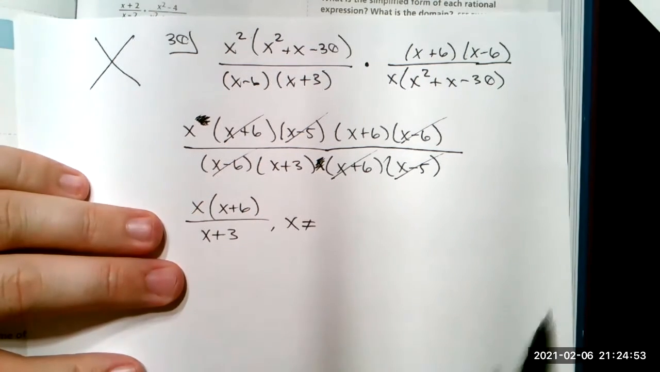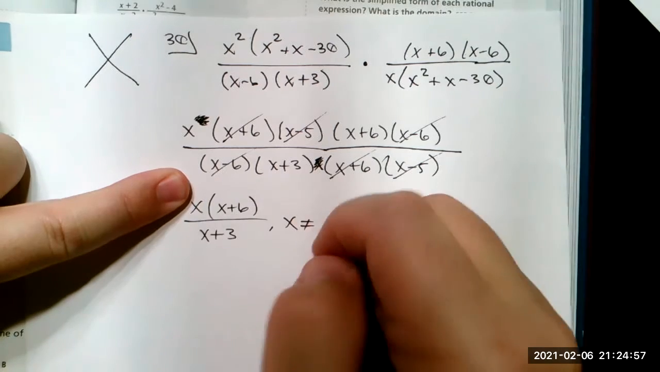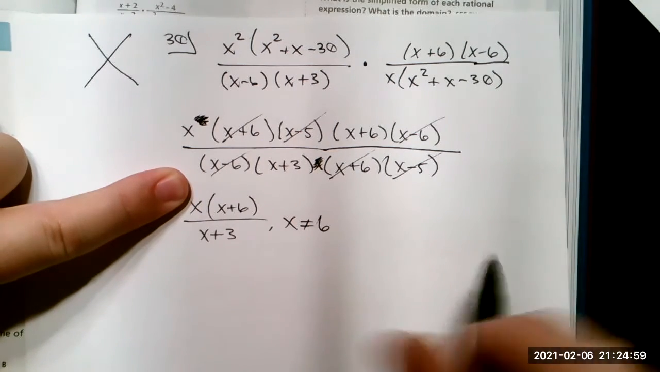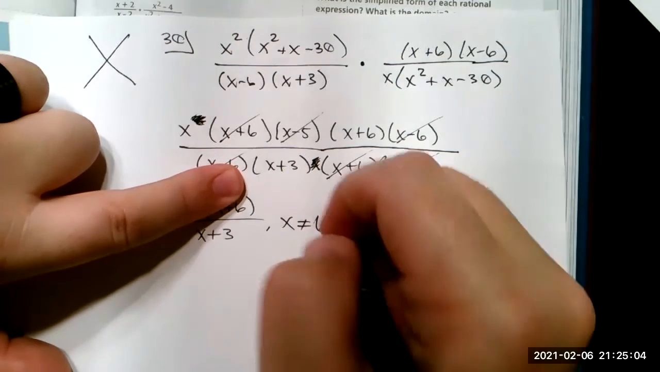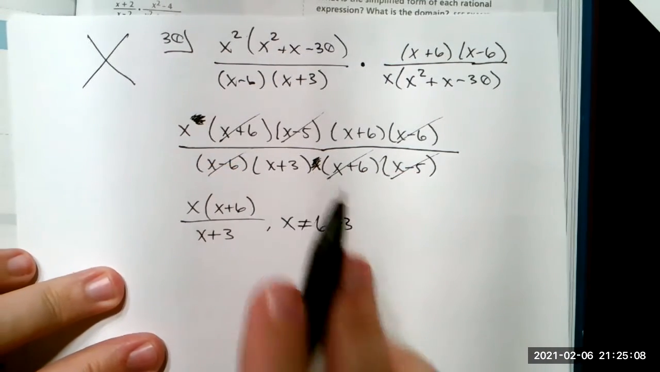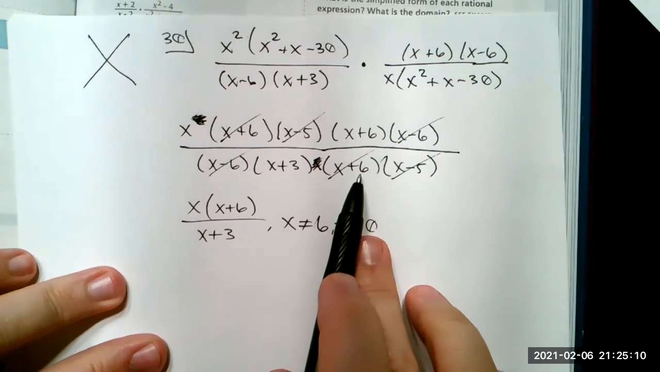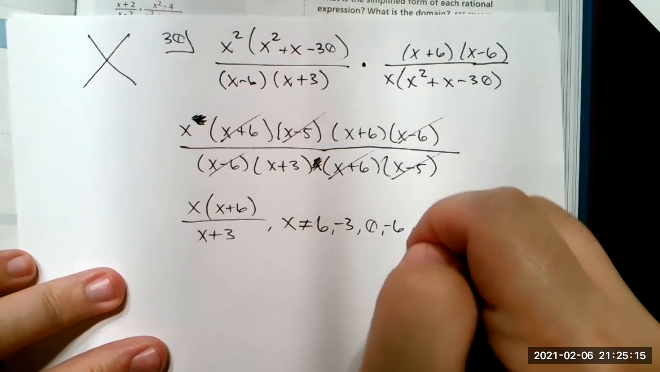And then my domain restrictions. What's going to make x minus 6 equal 0? Positive 6. Remember, you're just taking the opposite of that number. That's a positive 3, so it's going to be negative 3. That's just x, so that's going to be 0. Opposite of positive 6 is negative 6. Opposite of negative 5 is positive 5.